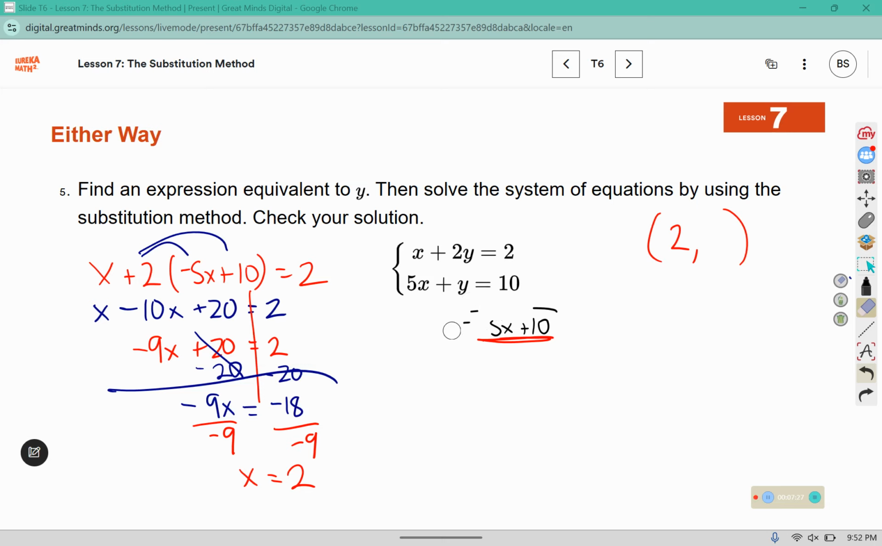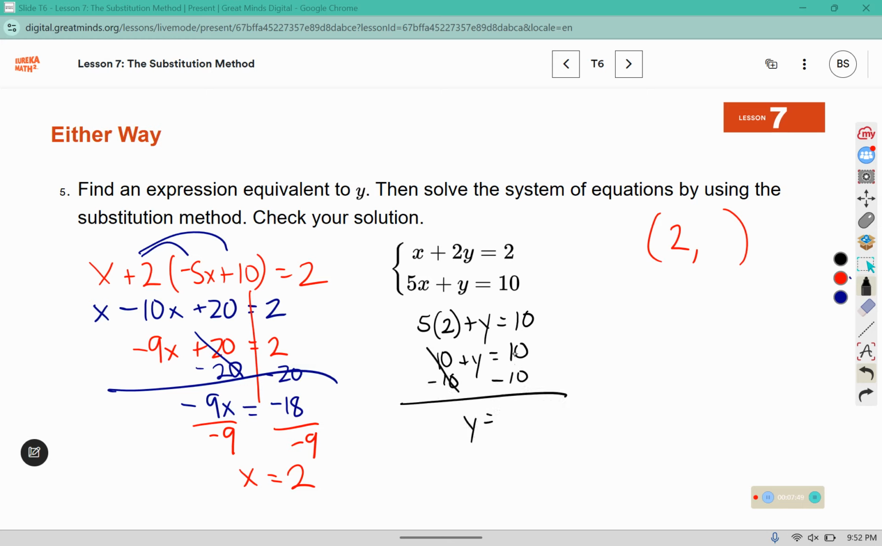Now we need to replace the 2 into the x position of one of these equations. This one already has y alone, so I'm going to do the second equation. 5 times 2 is 10, plus y equals 10. Subtract 10 from both sides. 10 minus 10 is 0. So we still end up with the same solution. We just solved it by replacing y originally in this one and replacing x originally in the previous problem.